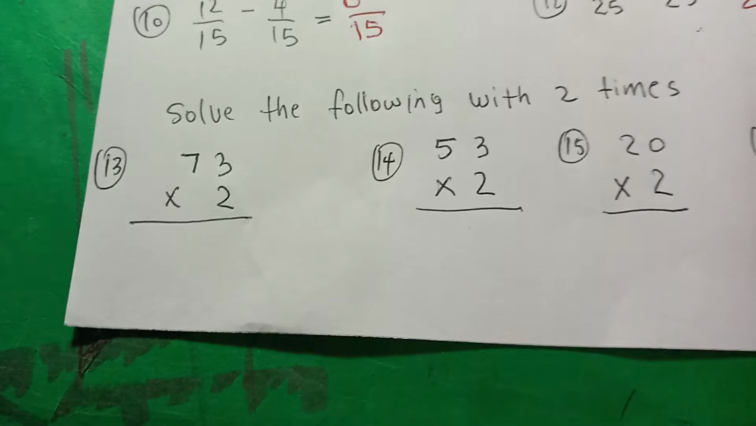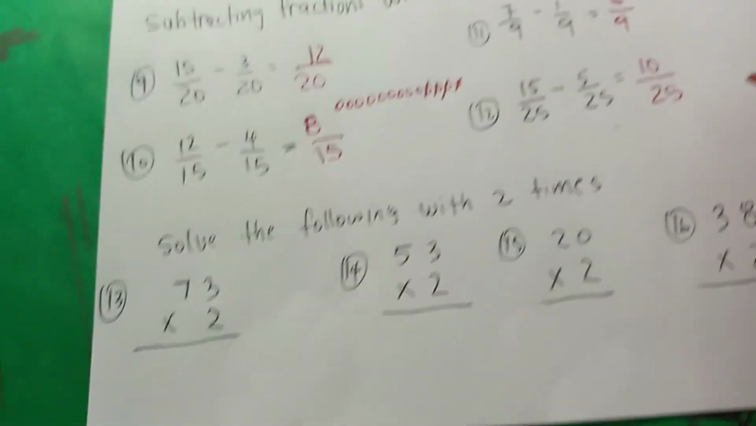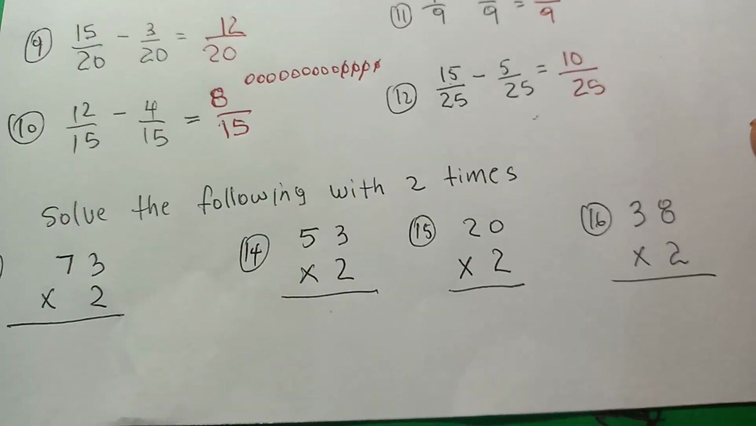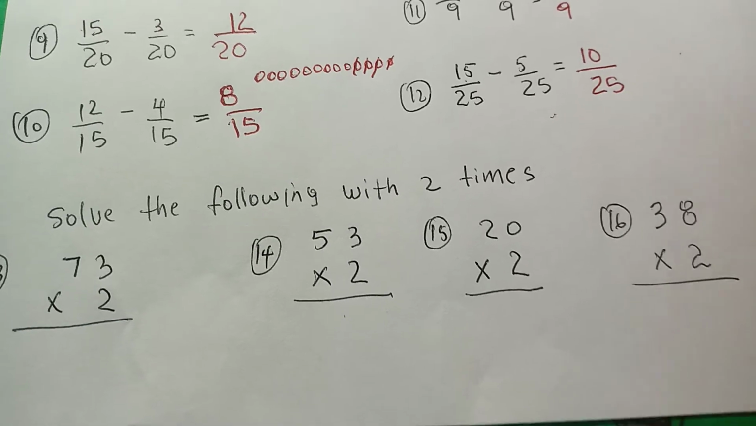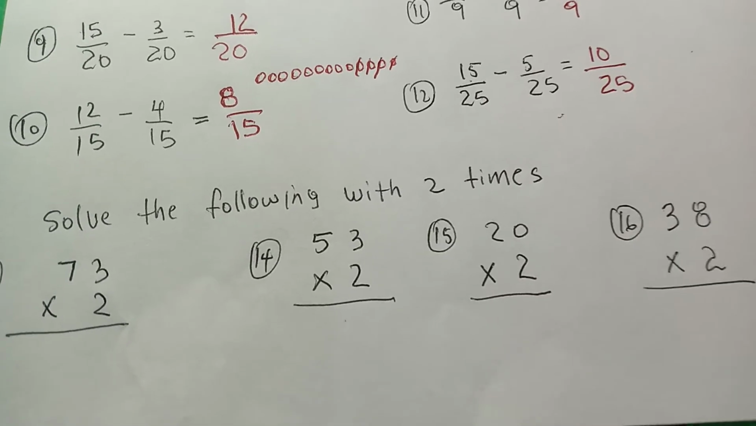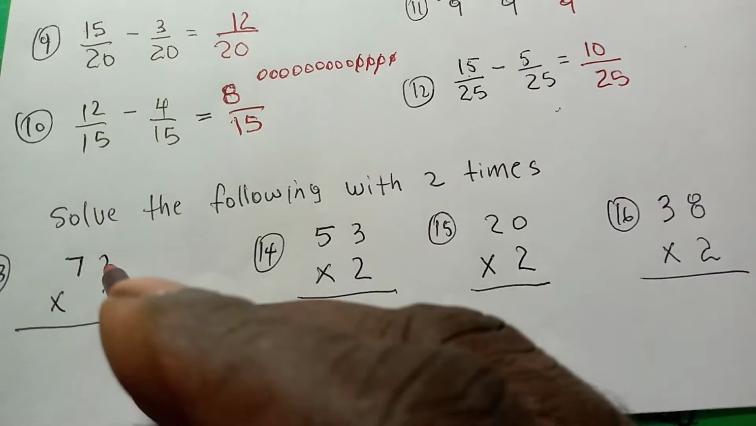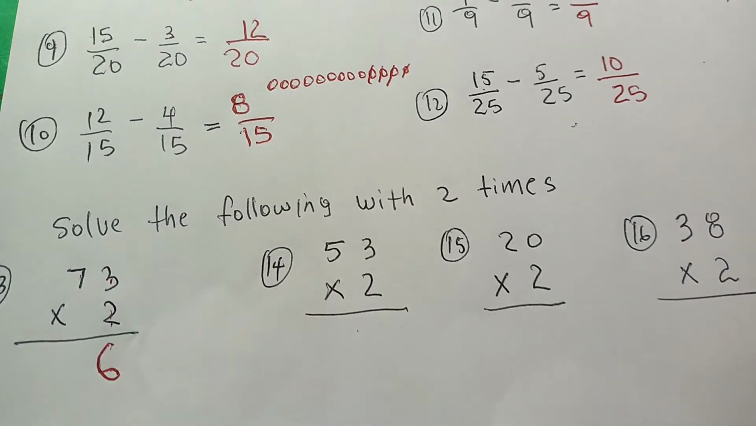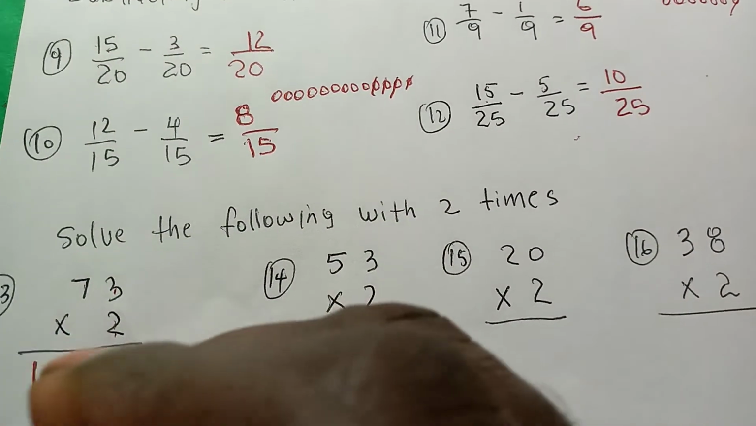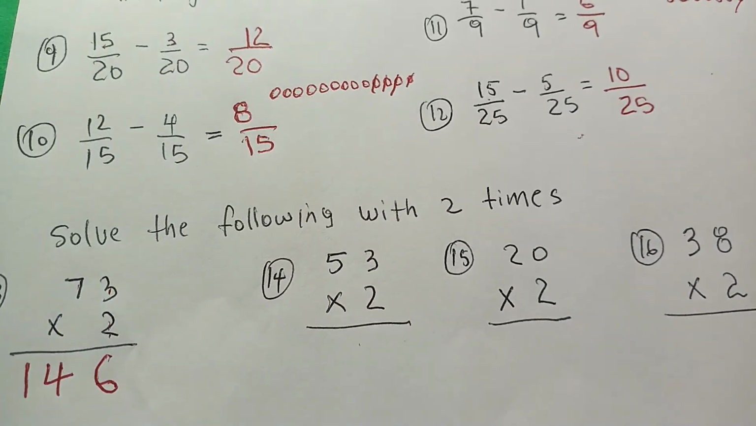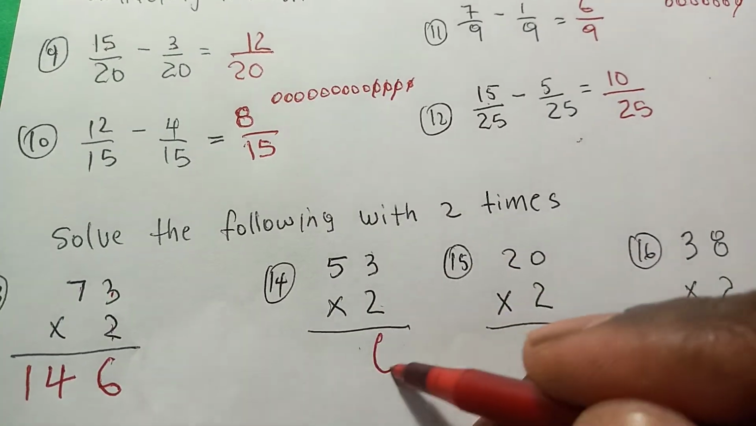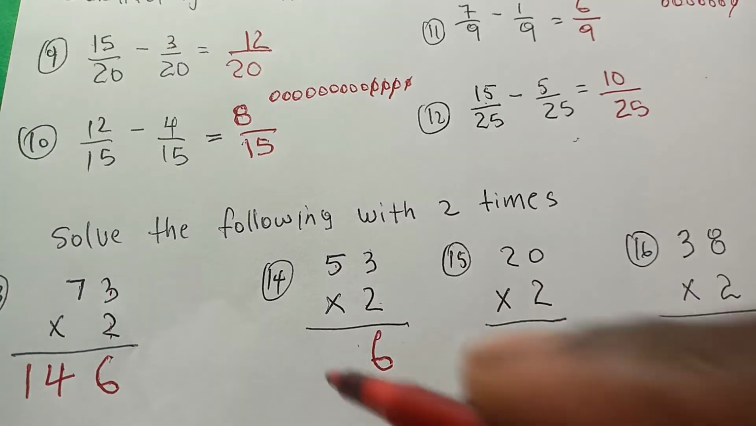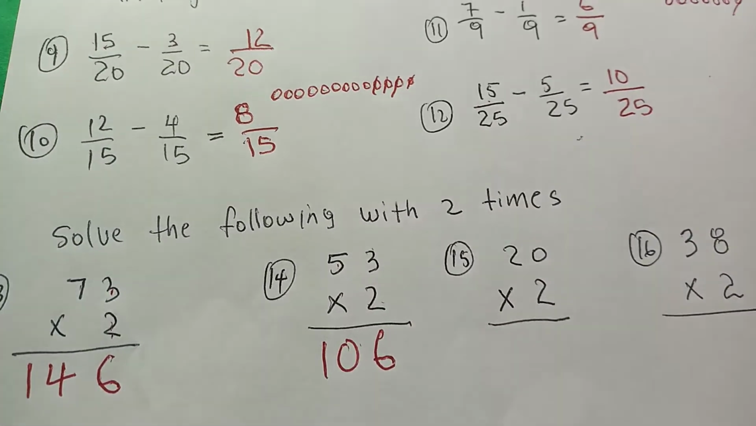Okay, we're down to multiplication, and some persons are probably saying to themselves, oh, this is easy. But we must remember that there are some persons who are still having challenges. 2 times 3 is going to give us 6. 2 times 7 is what? 14. We put down all of the 14. 2 times 3 is going to give us 6. 2 times 5 is 10. We put down all of the 10.